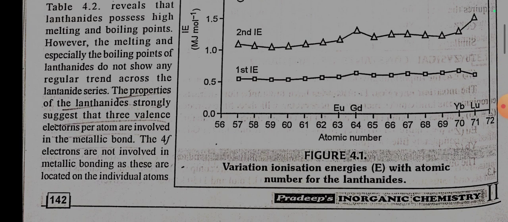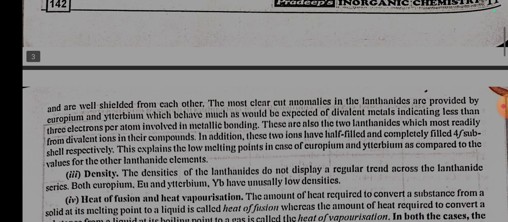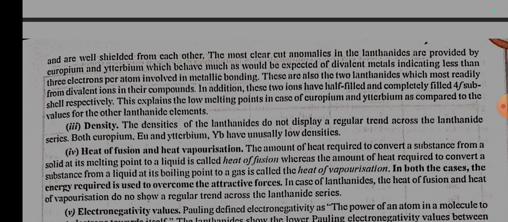The properties of lanthanides strongly suggest that 3 valence electrons per atom are involved in the metallic bond. The 4f electrons are not involved in metallic bonding as these are located on the individual atoms and are well shielded from each other. The most clear-cut anomalies in the lanthanides are provided by europium and ytterbium, which behave much as would be expected of divalent metals, indicating less than 3 electrons per atom involved in metallic bonding.